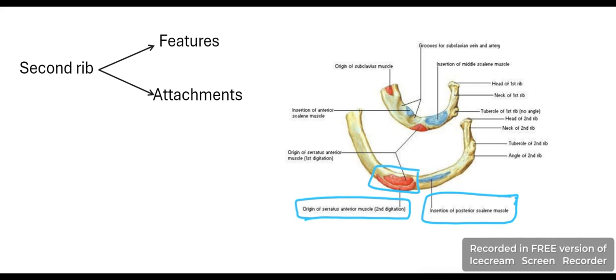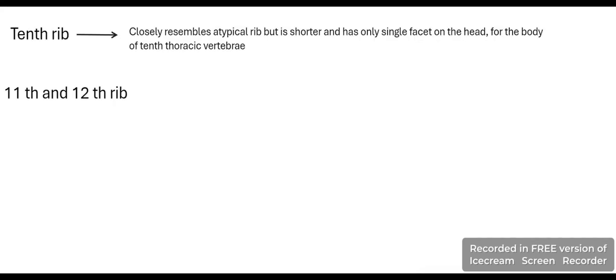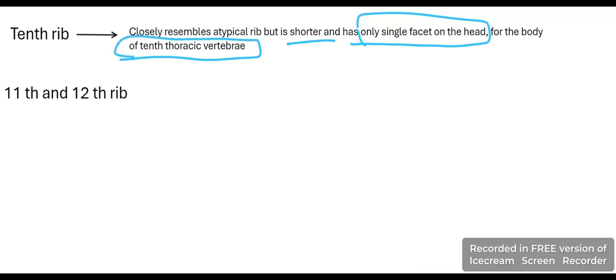Till here it was about the second rib. The second rib is not as large as the first rib, but the differentiation you must know. Now we would move towards the 10th rib. The 10th rib is not that big. It closely resembles a typical rib, but is short and has only a single facet on the head for the body of the 10th thoracic vertebra.